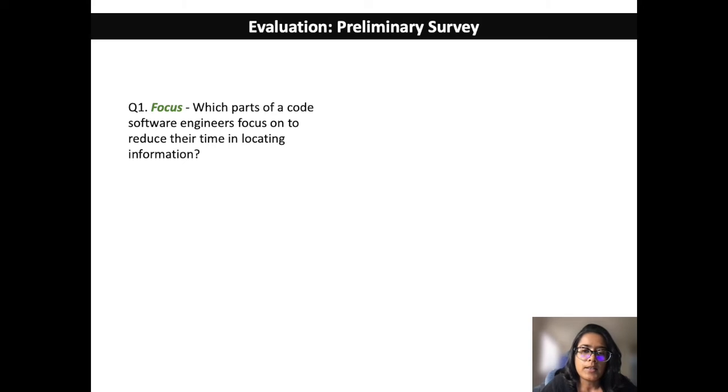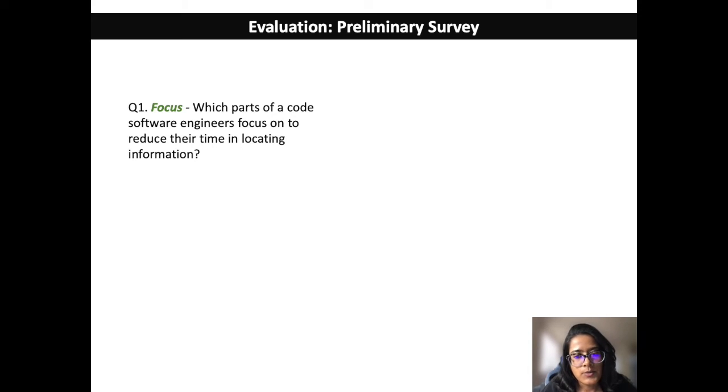To obtain early feedback on the potential of our idea to be beneficial for software developers, we conducted a pilot survey to understand how effective our approach is in helping developers find a relevant solution to a bug-related issue from a Stack Overflow post. The first question that we asked our participants was which parts of code they would focus on to reduce their time in locating information.